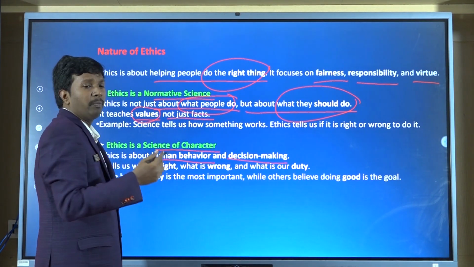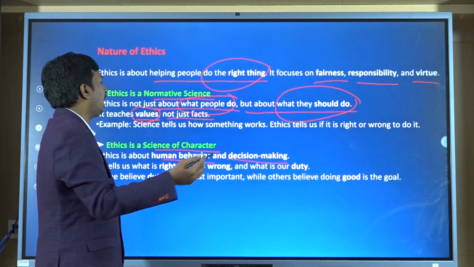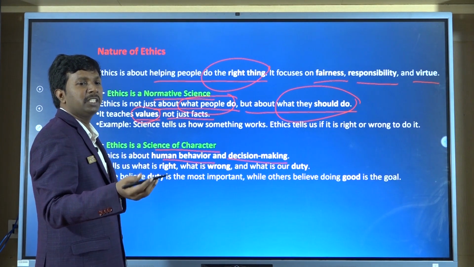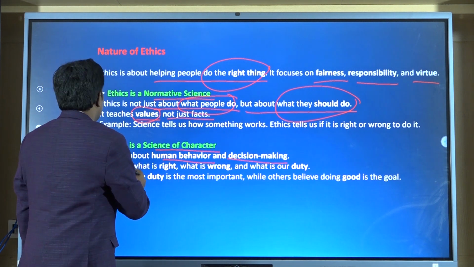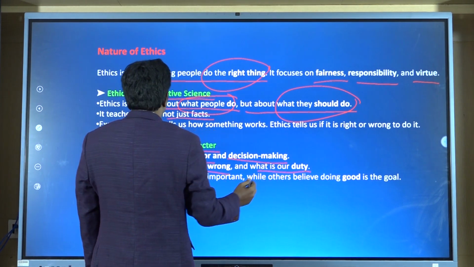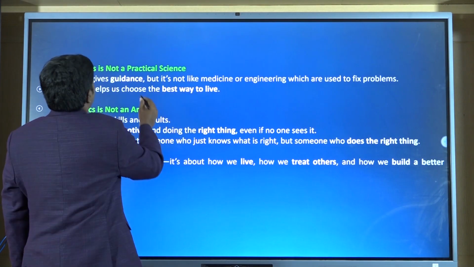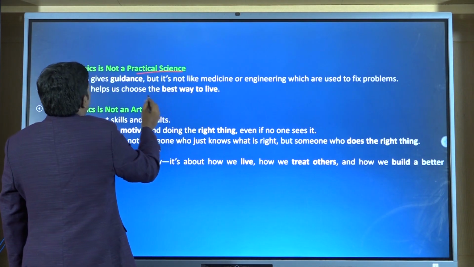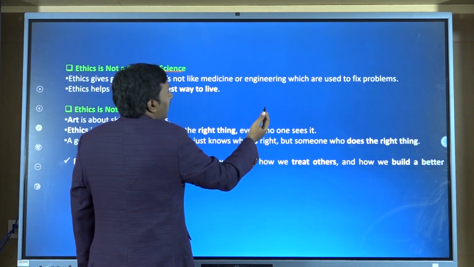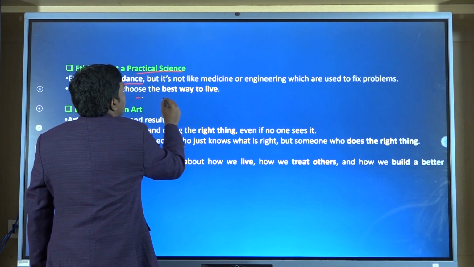Earlier I said human behavior. So when a situation comes, we have to think about what is right and what is wrong, right. And also decision making. Ethics helps us to take good decisions in our life, right. So it tells us what is right, what is wrong, and what is our duty in our life or profession. And the next one, ethics is not a practical science. Ethics gives guidance, but it is not like medicine or engineering, which are used for fixed problems. And ethics helps us find the best way to live.